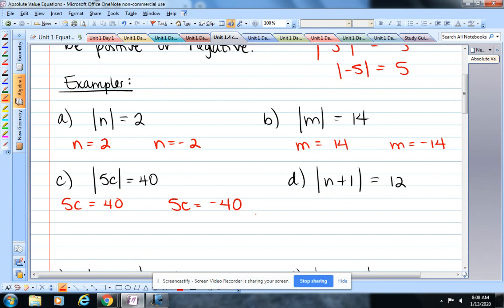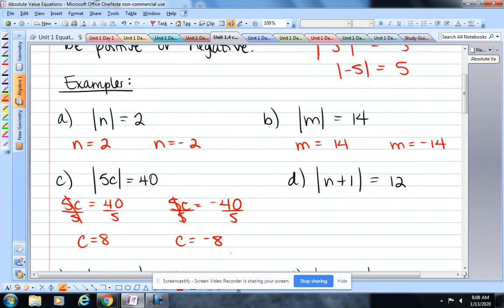How do we solve 5c equals 40? Divide by 5 on each side. So c equals 8. And then on this one, you do the same step. Divide by 5 on both sides. C equals what? Negative 8. So whatever is inside the bars, you set it equal to that positive number and the negative number. Okay? And then you solve it for the variable.